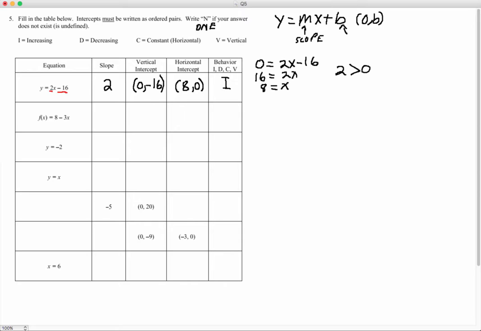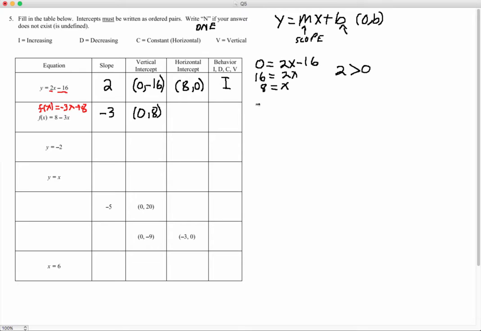Now, they're messing with us a little bit on the second one here. They just wrote it in the wrong order. We should really have written this as f of x is equal to -3x plus 8. That would have been a much kinder way to have given it to us, but they're just trying to see if we were awake and alive and breathing here. So the slope is -3, and then our vertical intercept is going to be at (0, 8).